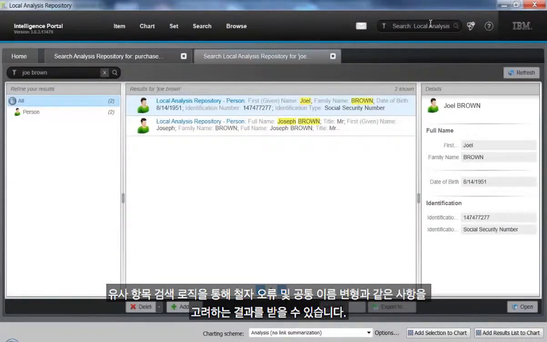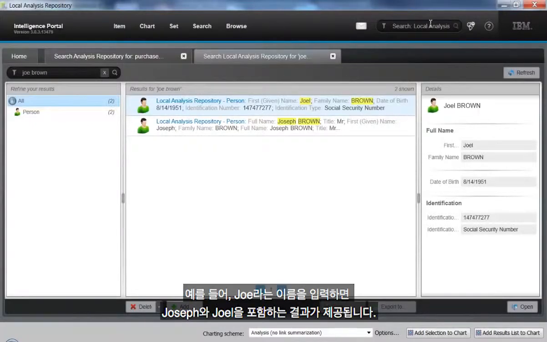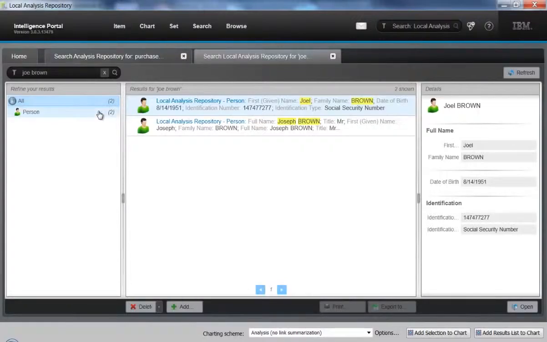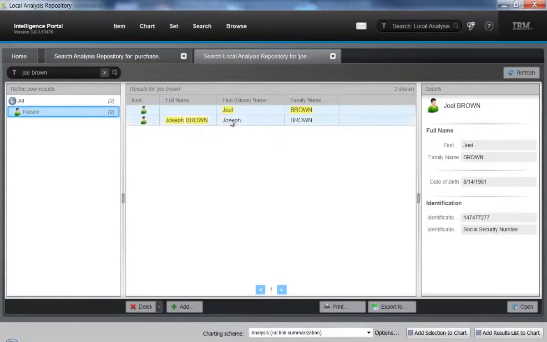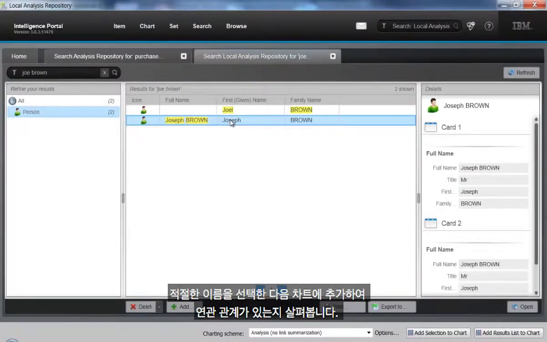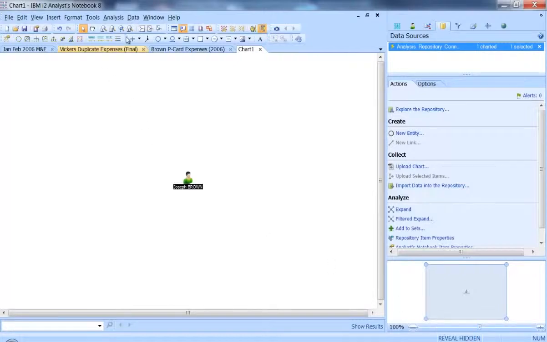The fuzzy search logic allows him to receive results that take into account things like typos and common name variations. For instance, putting in the name Joe gave results which include Joseph and Joel. He selects the proper one and adds them to the chart to explore any connections that exist.